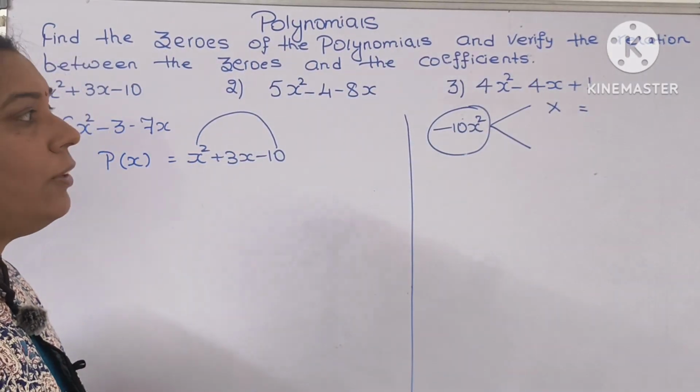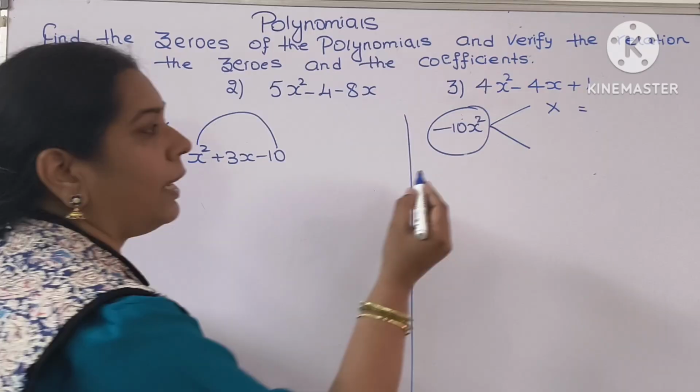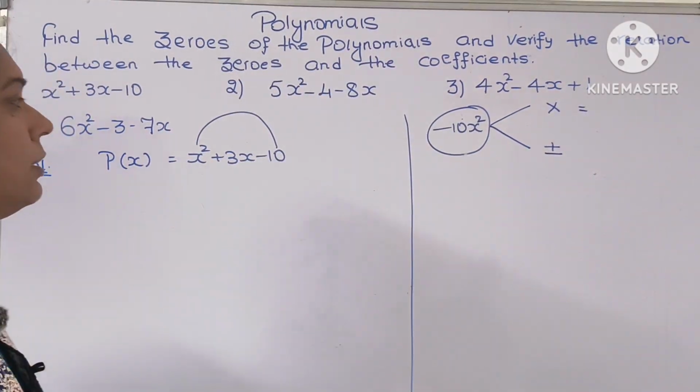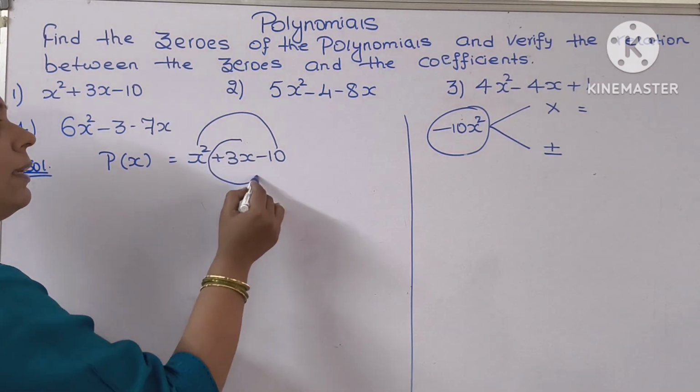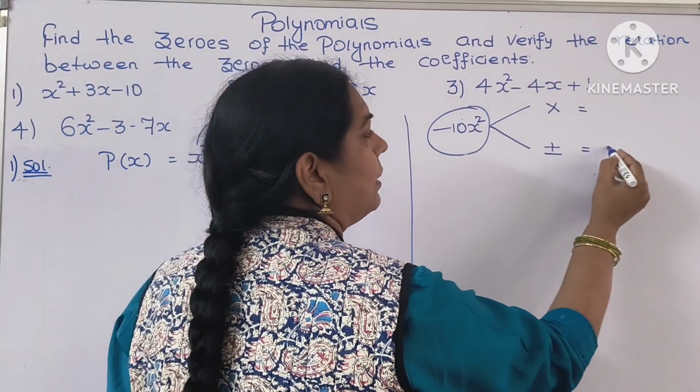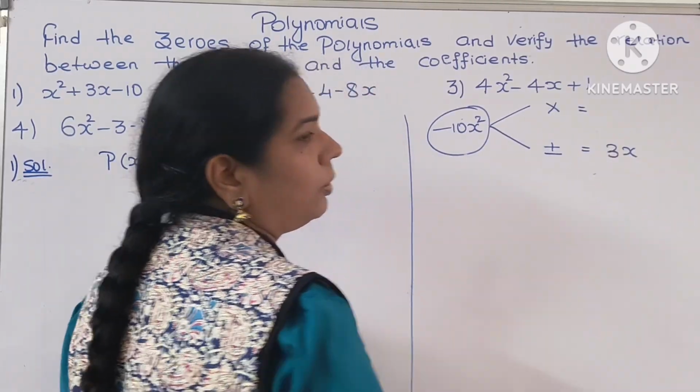What is the second condition? When you add or subtract the factors, you should get the middle term. The middle term in this is 3x. Along with the sign, it should match.